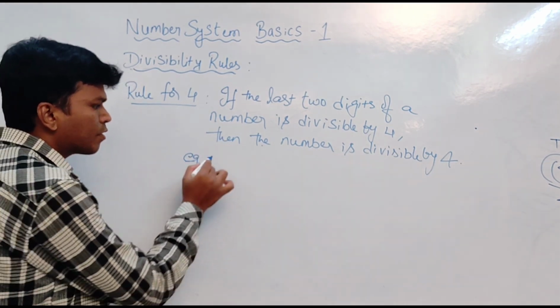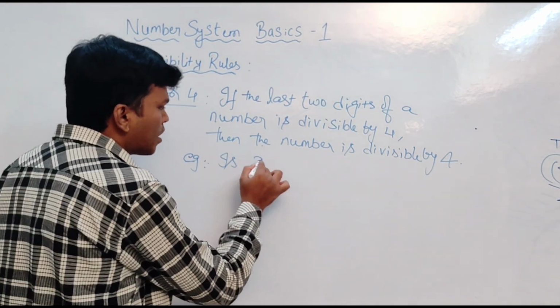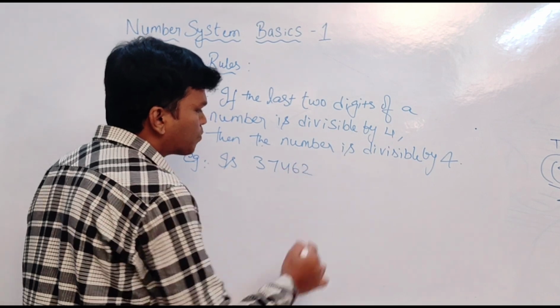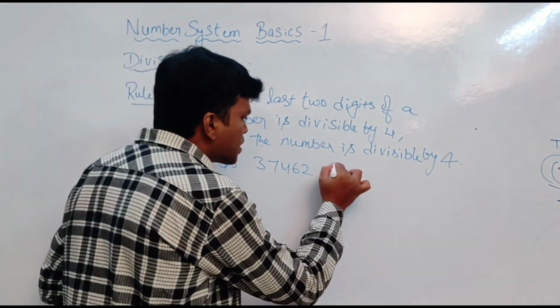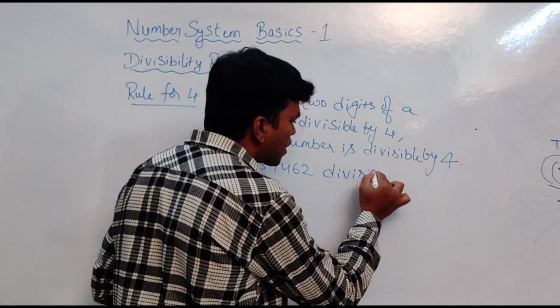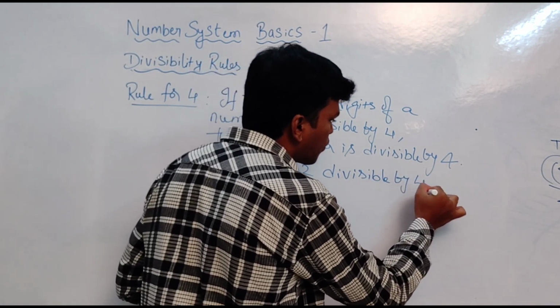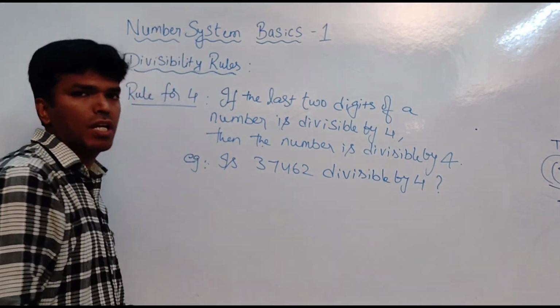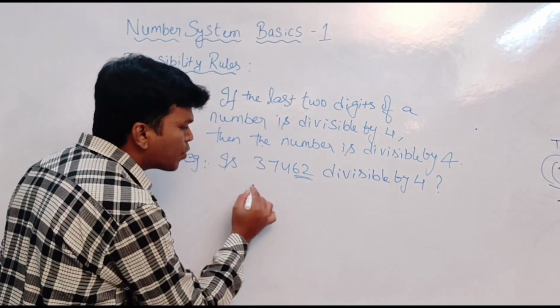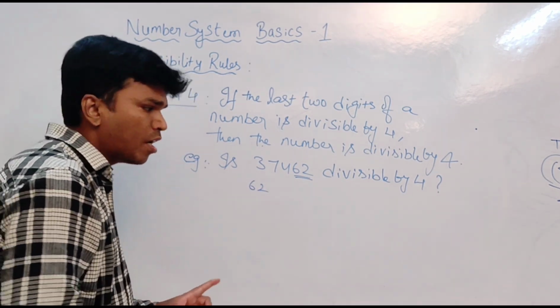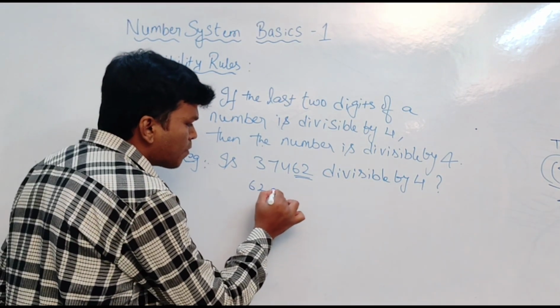I want to check, is 37,462 divisible by 4 or not? That is the question. Now see here, in 37,462, what are the last two digits? 62. If you check, is 62 divisible by 4?